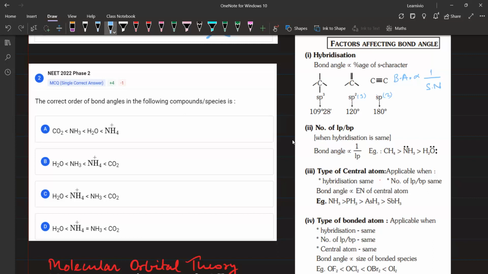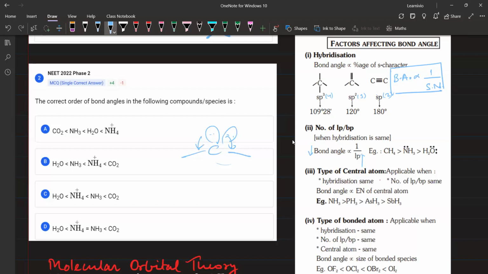Next is the number of lone pairs. अब यही देखिए, when hybridization is same. When you have the same hybridization, उसके बाद फिर आना है lone pair पे, ठीक है? So bond angle is inversely proportional to lone pairs. If you have more lone pairs, the bond angle will be lower. वो कैसे होता है? For example, if you have something like this, you have one lone pair. One lone pair is repelling these two, and it is shortening the angle. If you have two lone pairs, the lone pair-bond pair repulsion will be even more, and this will get shortened even more. So as we increase the number of lone pairs, the bond angle is going to decrease.